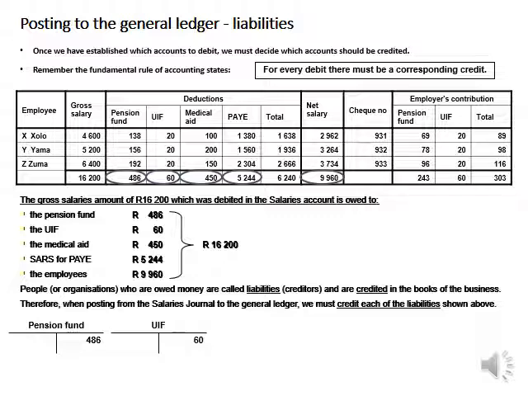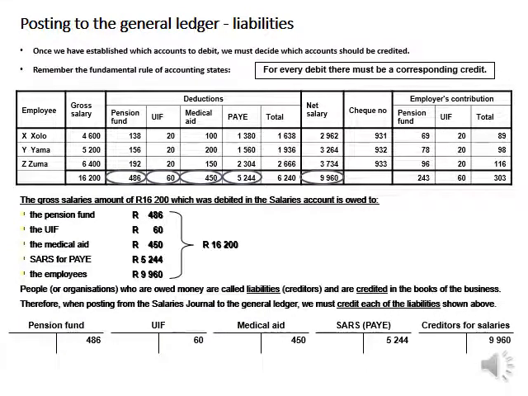Now you need to notice that the expense to the business, which was debited with 60 rand, has the account name UIF contribution. Here it's just UIF because the money is owed to the UIF. Also, we will credit the medical aid and we will credit SARS pay as you earn. And then the account name for the salaries that are owed to the employees will be creditors for salaries. The salaries that we owe, that is the net salary, is credited with 9,960. So that double entry part is now complete, except for the employer's contribution part.